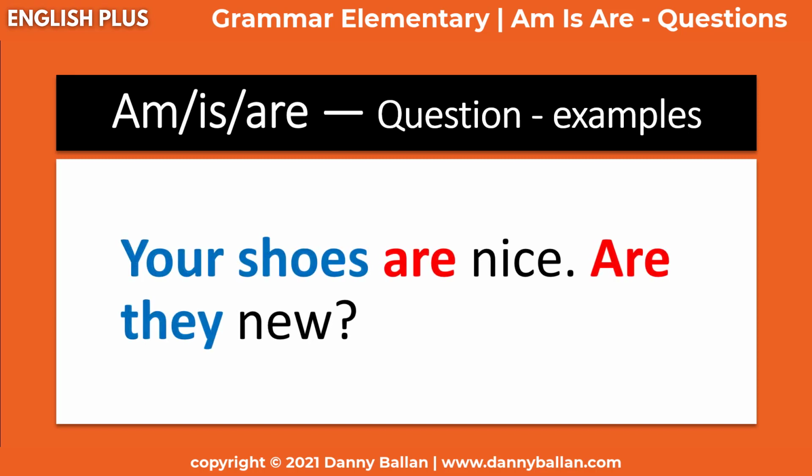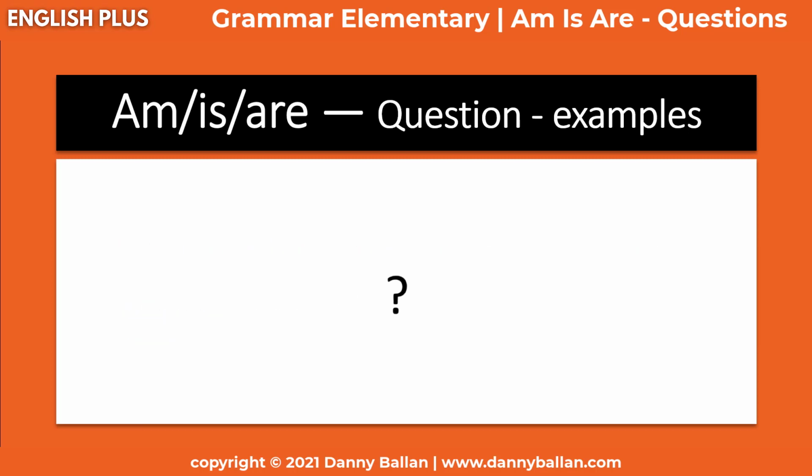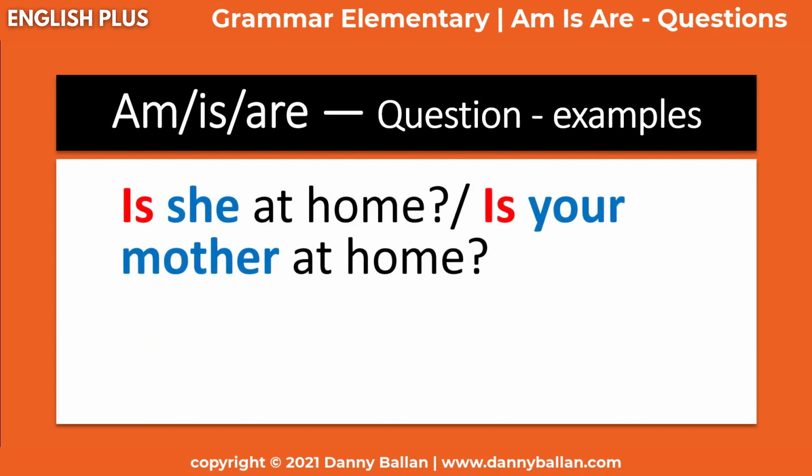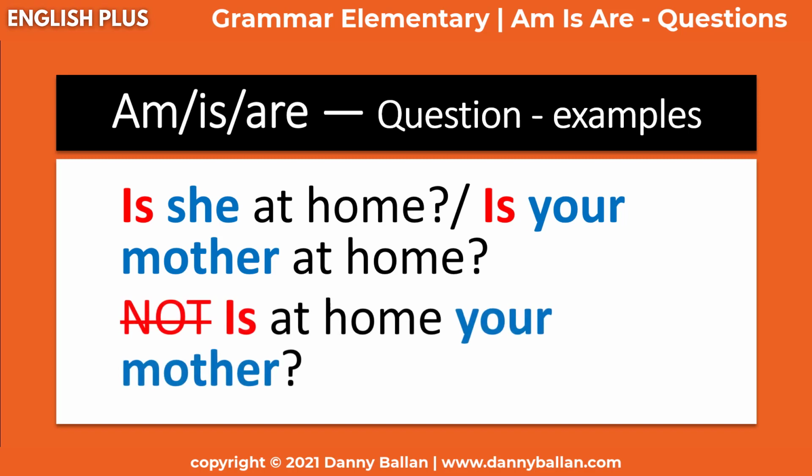Now pay attention not to make this common mistake when you want to create questions with verb to be, and that is when you put the rest of the sentence in between the subject and the verb. So here, of course, we said, is she at home or is your mother at home? And both of these are fine. But pay attention not to say, is at home your mother? We don't say, is at home your mother. We don't put the rest of the sentence between is and the subject. We say is, which is verb to be, the subject, and then the rest of the sentence. So don't say is at home your mother.